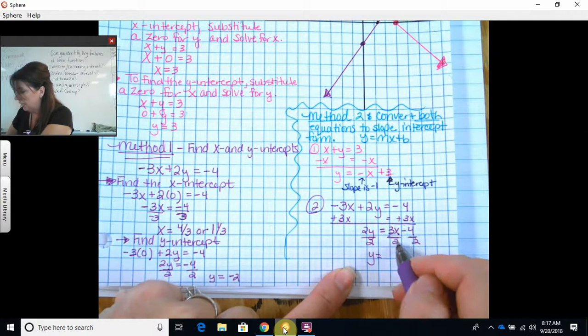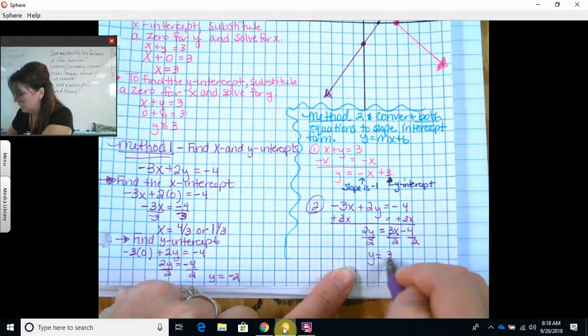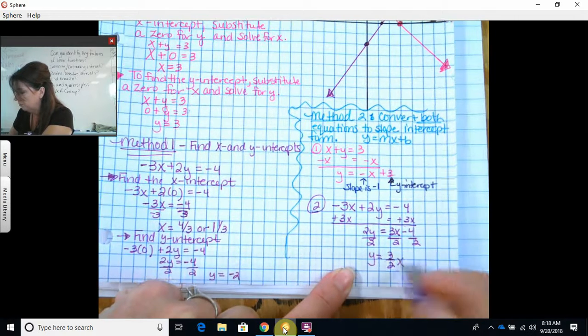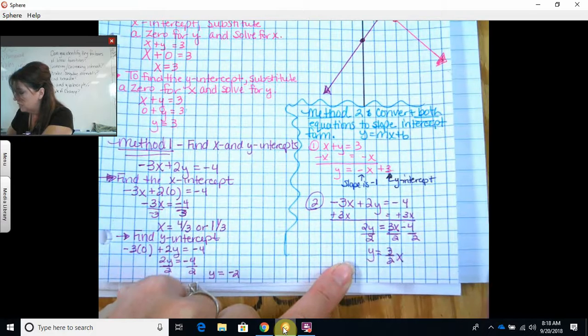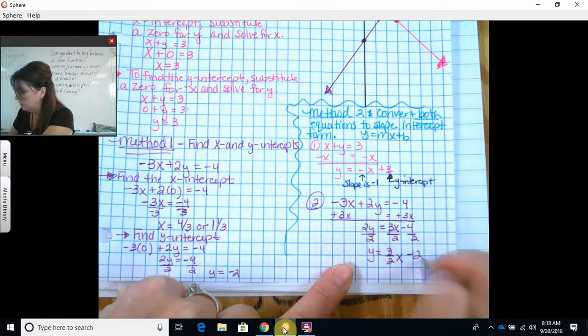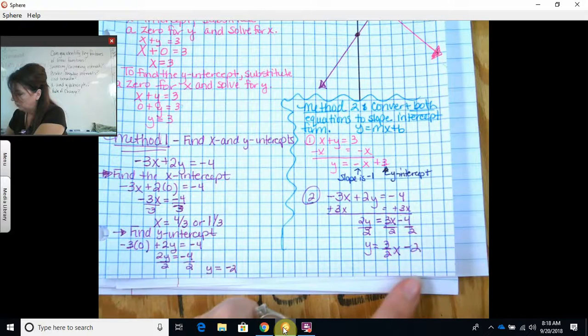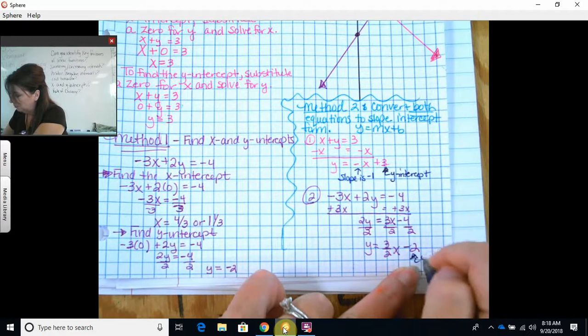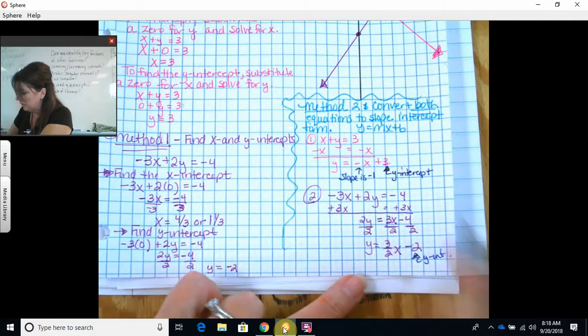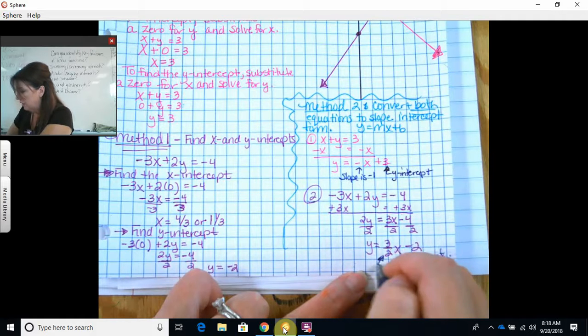3x over 2, I cannot reduce 3/2, and that's my slope, so I don't want to change it to a decimal or a mixed number, so I'm just going to leave it as 3/2 x. Negative 4 divided by 2 is negative 2. So what's my y-intercept? Negative 2. And my slope is 3 over 2. And that's positive, right?